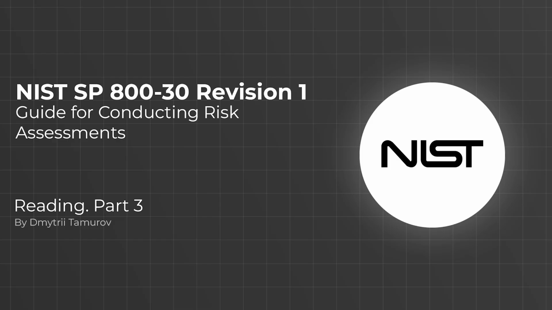RMF Step 4, Assess. Organizations can use the results from security control assessments to inform risk assessments. Security control assessments documented in security assessment reports identify vulnerabilities in organizational information systems and the environments in which those systems operate. Partial or complete failure of deployed security controls or the absence of planned controls represents potential vulnerabilities that can be exploited by threat sources.